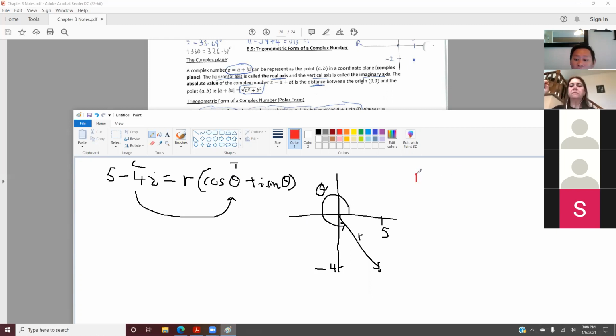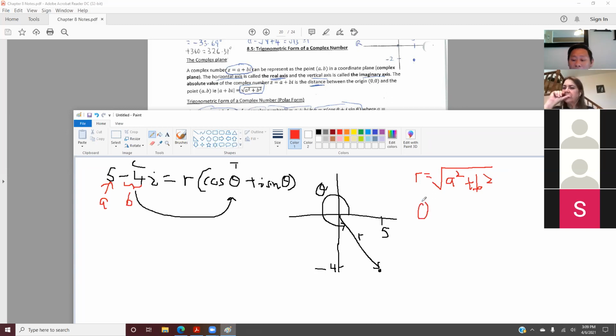In order for you to find the R, it's like your vector. You do the magnitude. So it's the square root of a squared plus b squared. So this is your A, and this is your B. Don't forget A can be positive or negative, and B can be positive or negative.